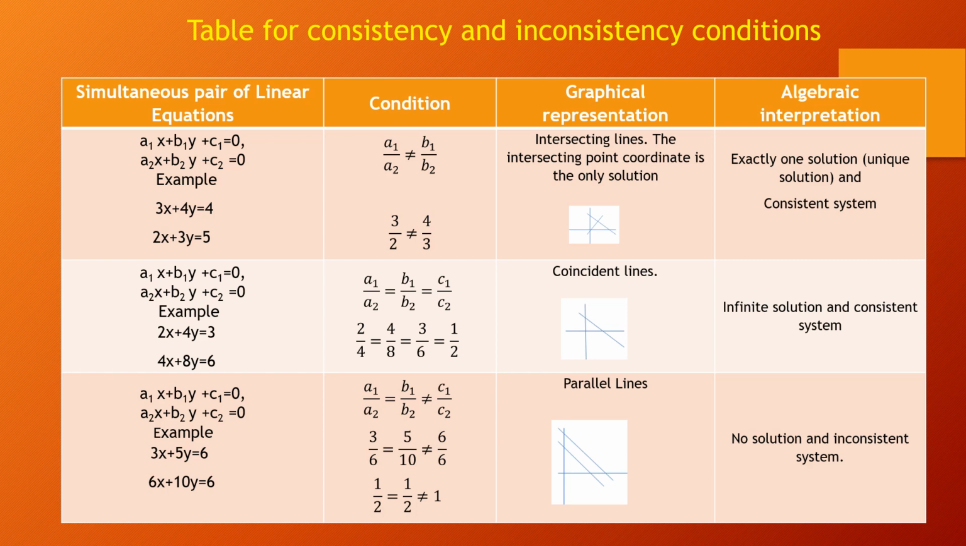We take these two equations, and when we compare, we see that 1/2 equals 1/2, but both are not equal to 1. So it means these equations have parallel lines and no solution, and they have an inconsistent system. I hope you have understood this table, and this table helps you understand the concept of consistent and inconsistent equations with their conditions.